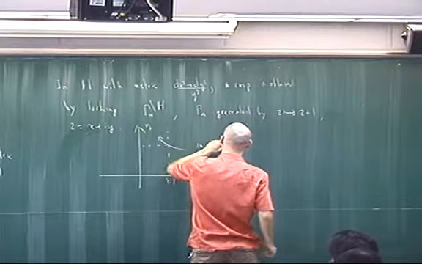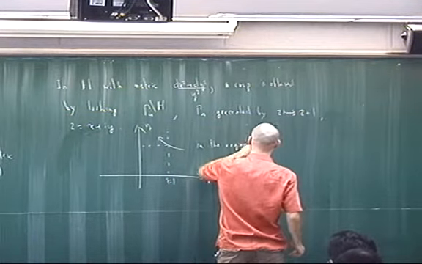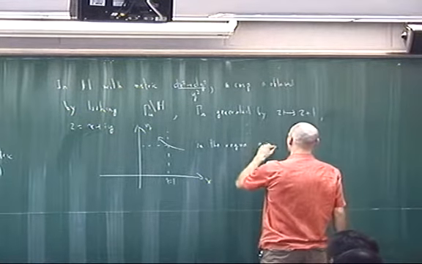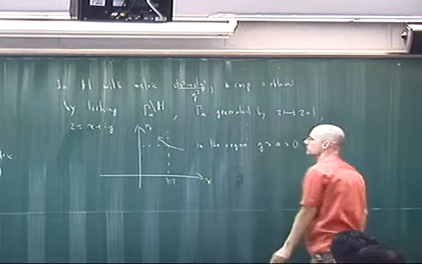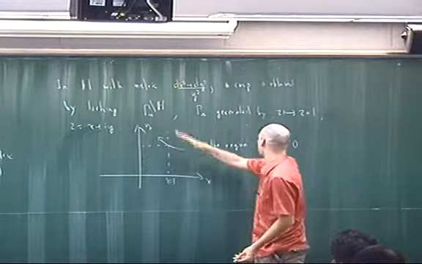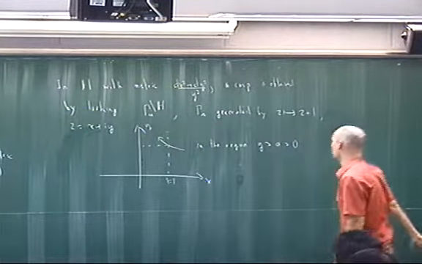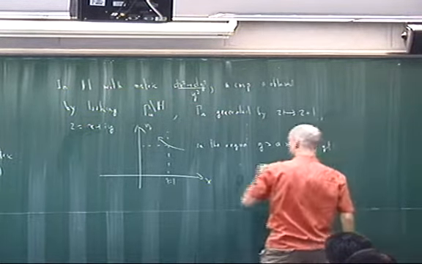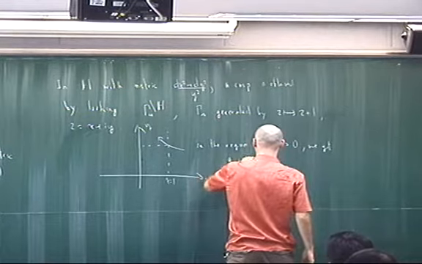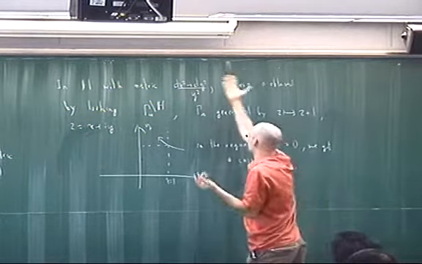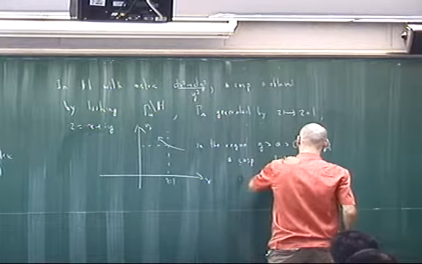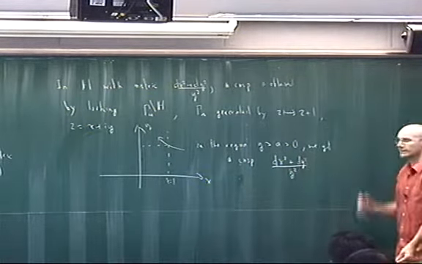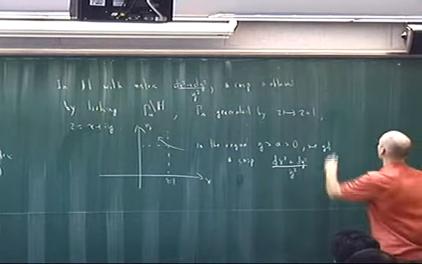So in the region y bigger than, say, some positive constant a, it doesn't really matter, it just specifies how big my cusp is, we get a cusp. So the metric is just this metric. And of course, it's hyperbolic, it comes from the hyperbolic plane.